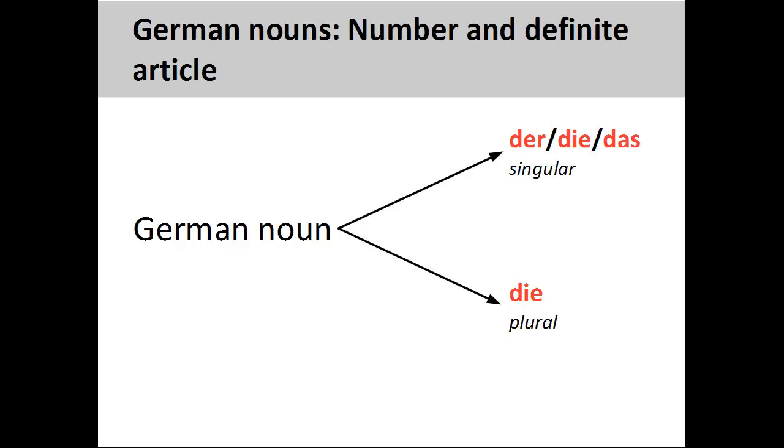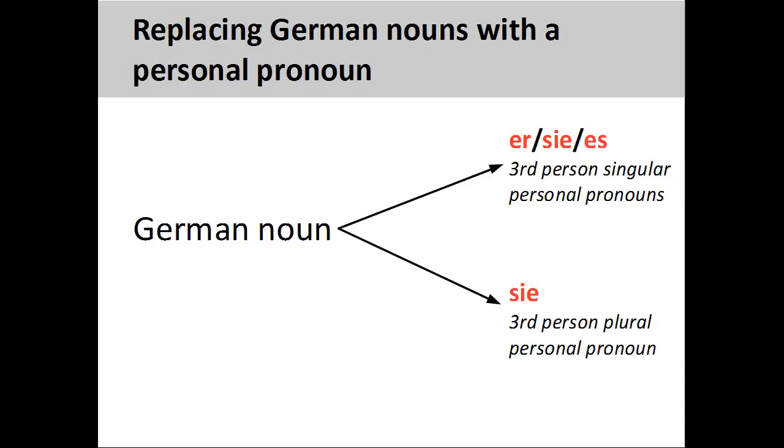You'll recall from the presentation on German nouns that the grammatical gender of a noun is seen in its definite article. Der indicates a masculine noun, die a feminine noun, and das a neuter noun. There is also a definite article, die, for plural nouns. In German, we can replace nouns with third-person singular and plural personal pronouns. In the case of singular personal pronouns, this substitution can be based on the biological gender of the noun.